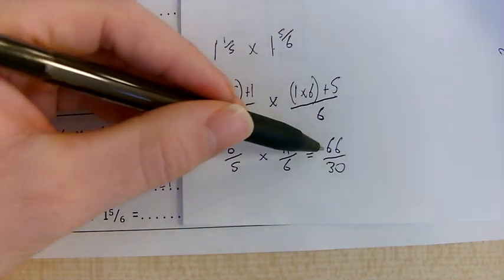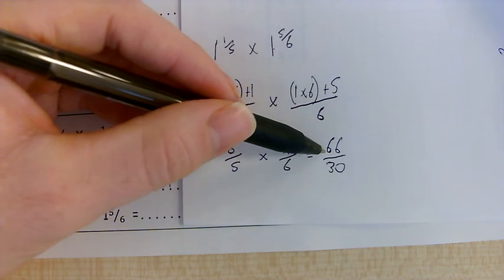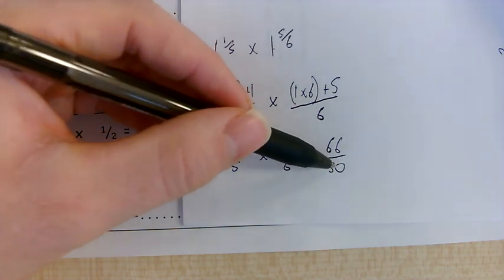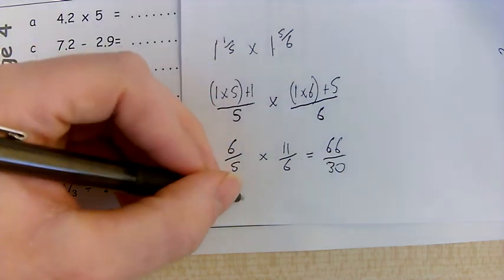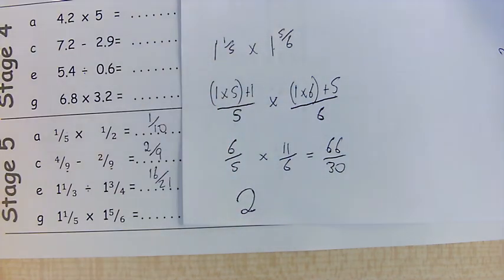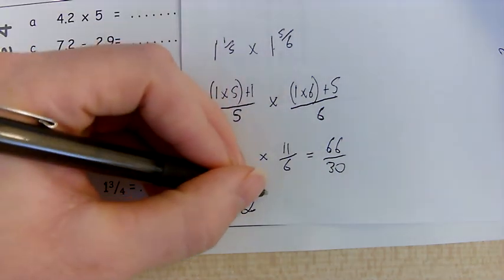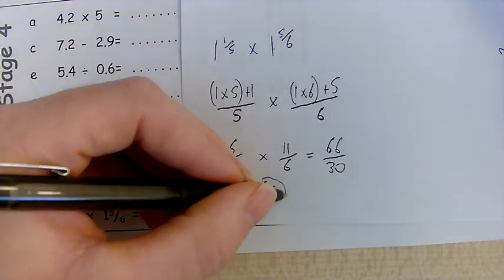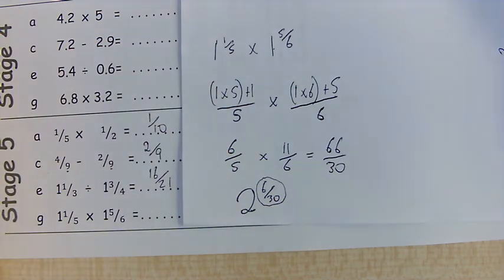But again, we're left with an improper fraction, so we need to change it into a mixed number. 66 divided by 30, so we're looking for how many 30 is going to 66. Well, that's 2 of them. There are 6 left over, so it's 2 and 6 30ths. But this 6 30ths can be simplified.